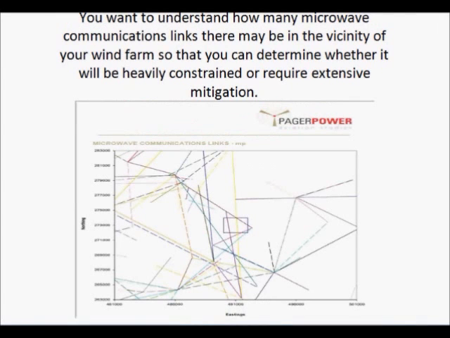You want to understand how many microwave communications links there may be in the vicinity of your wind farm so that you can determine whether it will be heavily constrained or require extensive mitigation. You will require a microwave link chart priced at £98.50. This chart shows microwave links in the vicinity of your wind farm. The chart is indicative only and Ofcom must still be consulted.